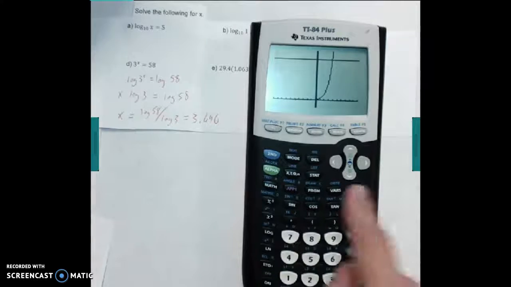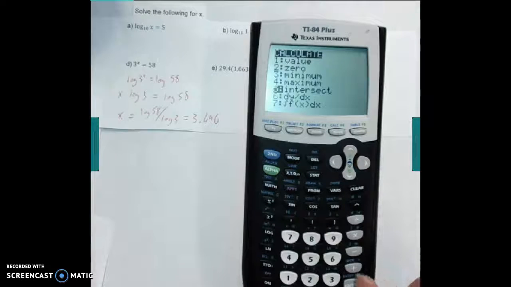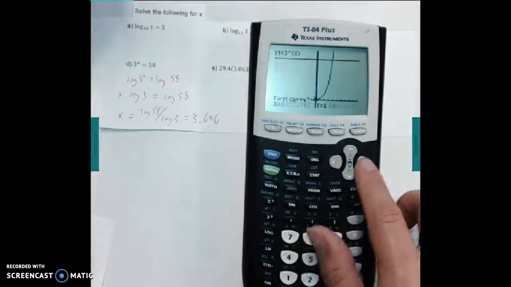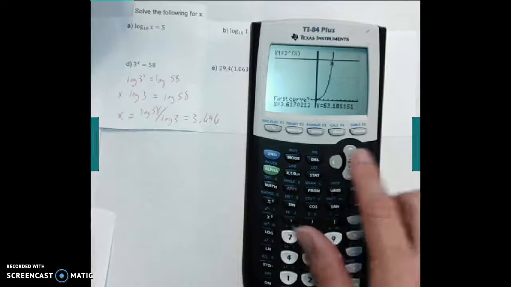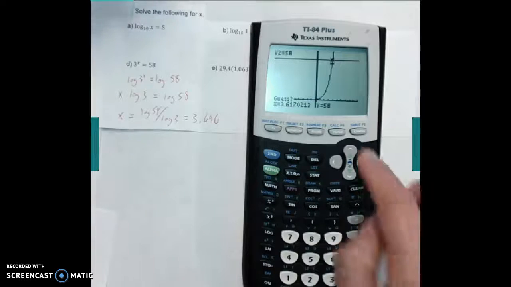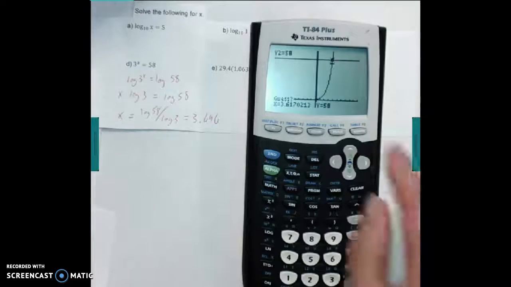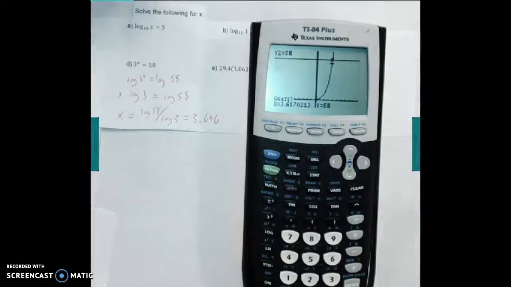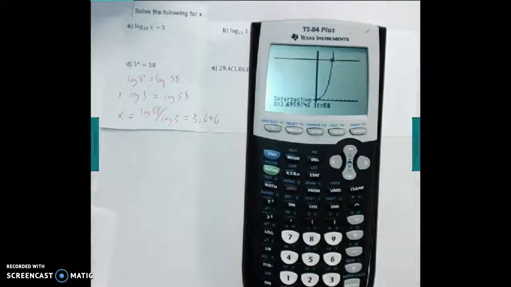I can figure out that x-coordinate by going to second trace, scrolling down to, you guessed it, intersect. My first curve is this one. You don't need to, but it goes a little bit faster if you move the spider pretty close to the intersection. Hit enter on the first equation, hit enter on the second equation. It's going to say guess. The way the calculator calculates this is using an iterative technique, so the closer you are to the actual intersection point, the faster it goes. So I'll just hit enter right there, so enter 3 times, and look at that, 3.696, just like getting it by hand.